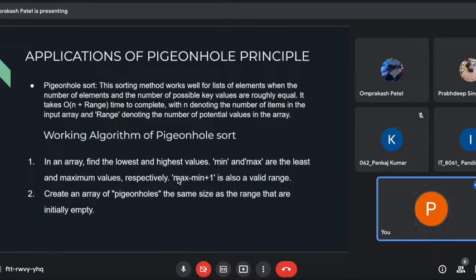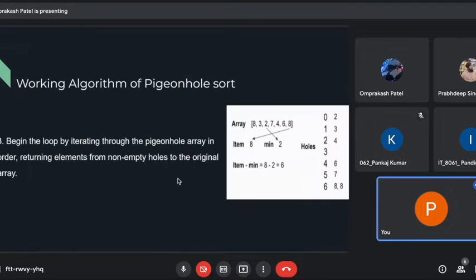In the array, find the lowest and highest values, call them min and max, the least and maximum values respectively, and max minus min plus 1 will be the range. So create an array called pigeonholes of the same size as the range and keep it empty initially. Now the third step is to start iterating through the pigeonhole array in order, returning elements from non-empty holes to the original array.